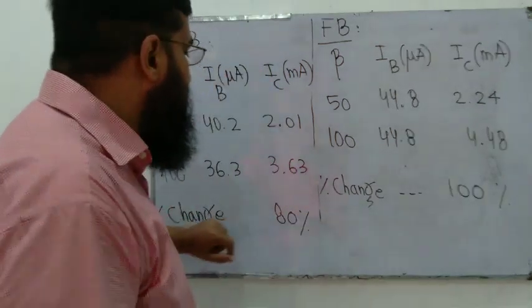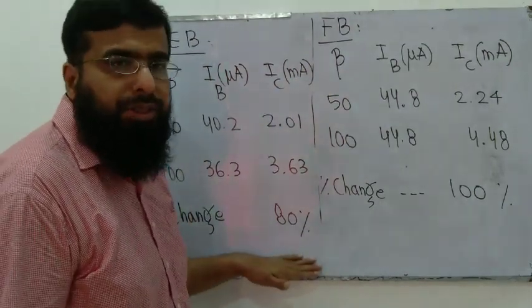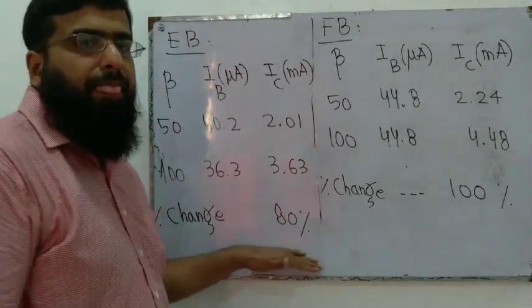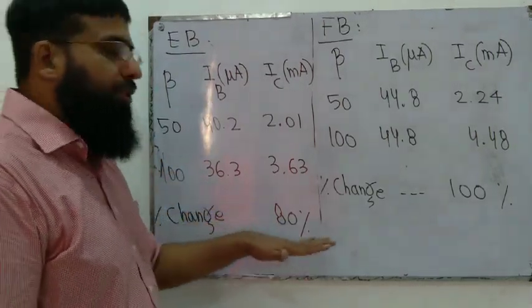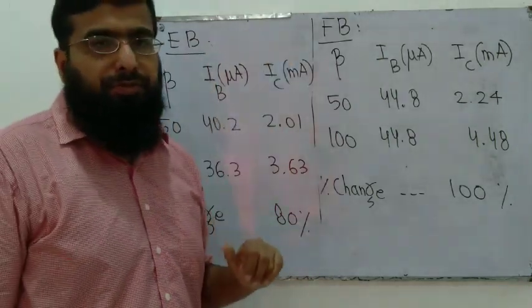This means that emitter bias has a more stable bias point versus variations in beta compared to the fixed bias configuration.